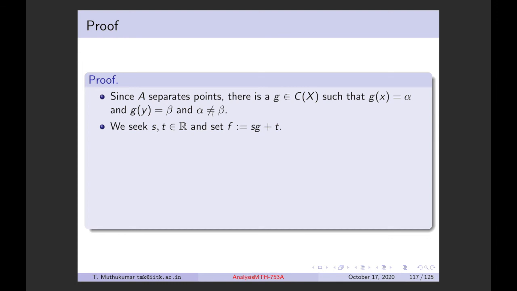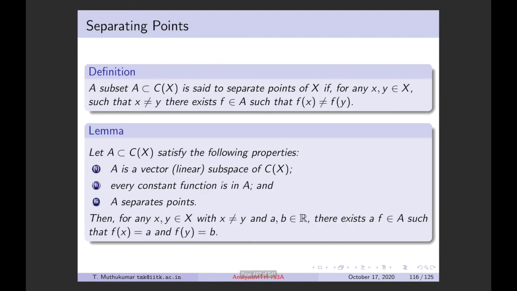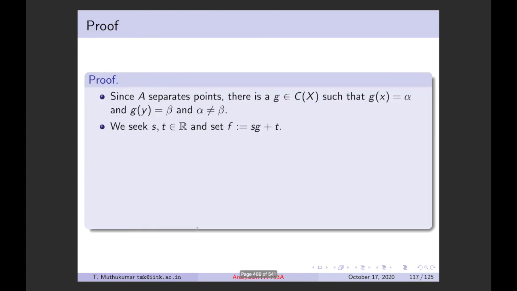Now we are going to look for constants s and t, and we are going to define f to be g dilated by s and translated by t. We are going to look for a choice of s and t such that if we define f like this, it satisfies whatever we require here.